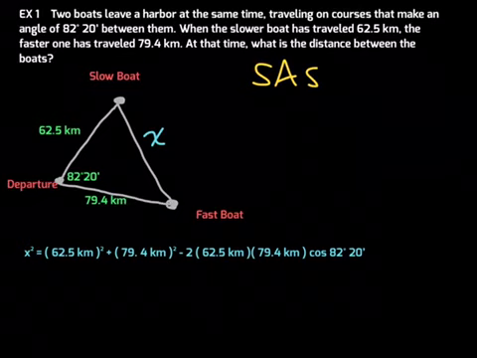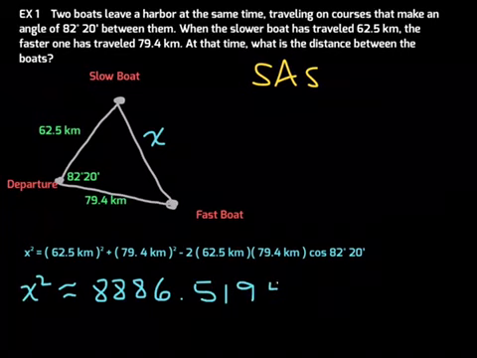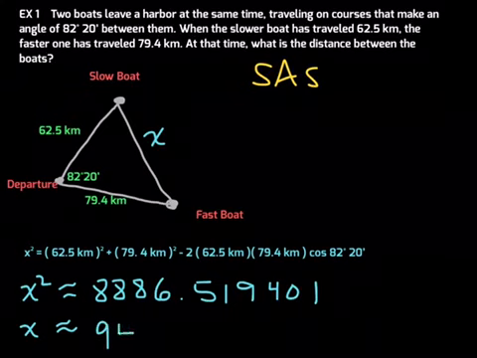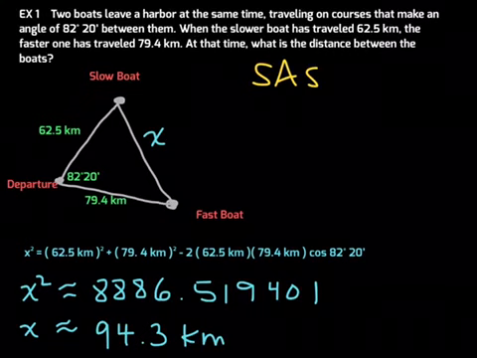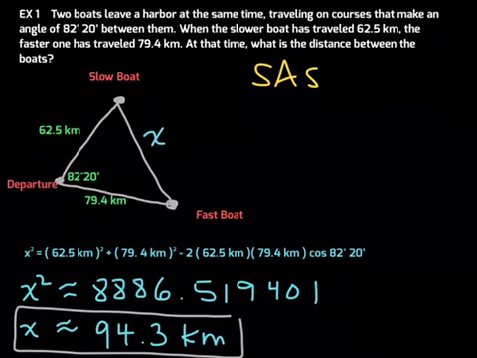All right, everybody, I'm getting x squared is approximately equal to 8886.519401. So what I want to do is take the square root of both sides. And to 3 significant digits, I get 94.3 kilometers. This is the distance between the 2 boats at that time. Okay, so that's your final answer. Pretty cool, no? Let's go to the second example.